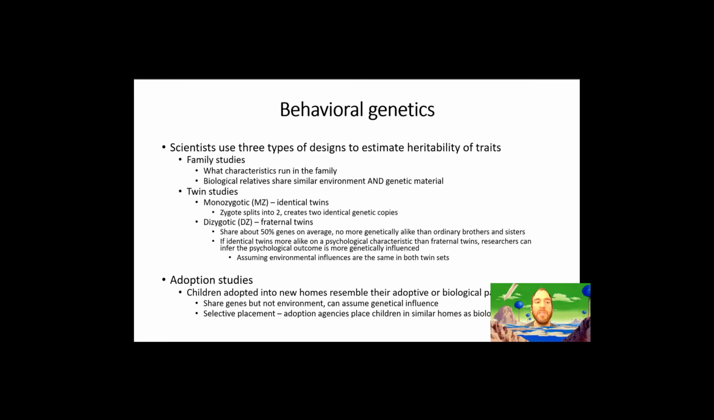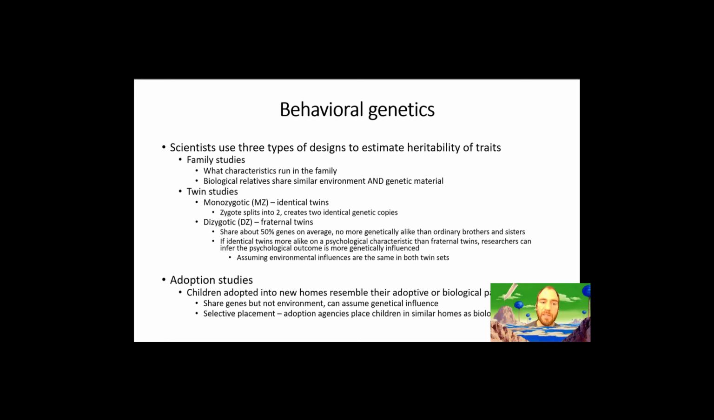Moving on to twin studies, we have MZ and DZ, which we just reviewed. And looking at DZ specifically, they share about 50% of genes on average, no more genetically alike than ordinary brothers and sisters. If identical twins are more alike on a psychological characteristic than fraternal twins, researchers can infer the psychological outcome is more genetically influenced.